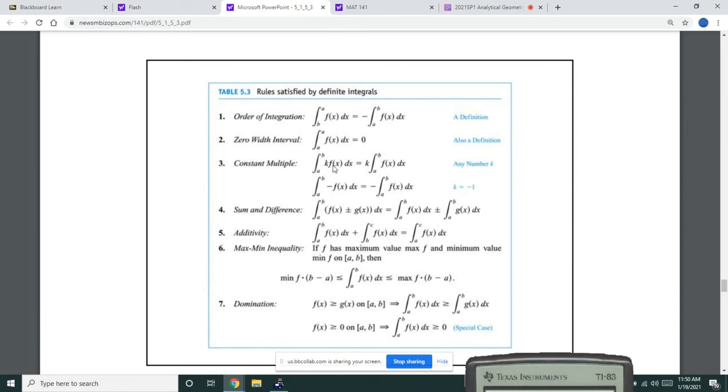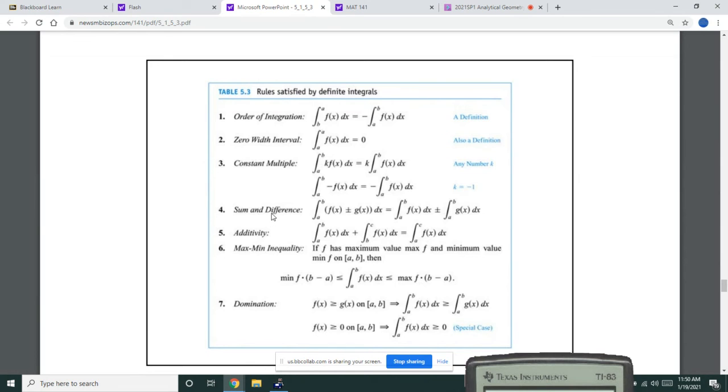There's a constant multiple rule, which we saw earlier. The constant multiple rule says you can take any constants and pull them in front of the integral operator. So when we integrated 2x dx, we pulled 2, which was the constant, in front of the integral operator.